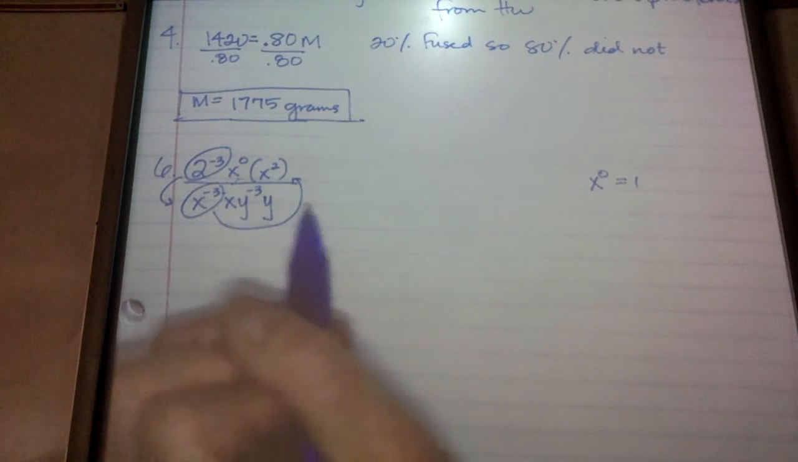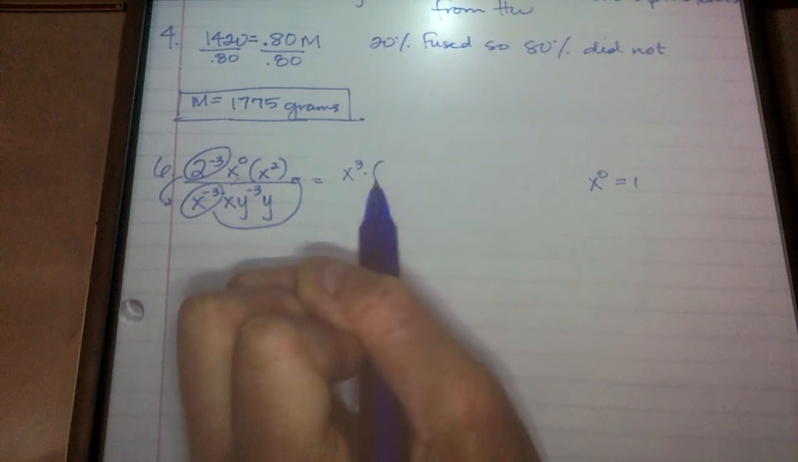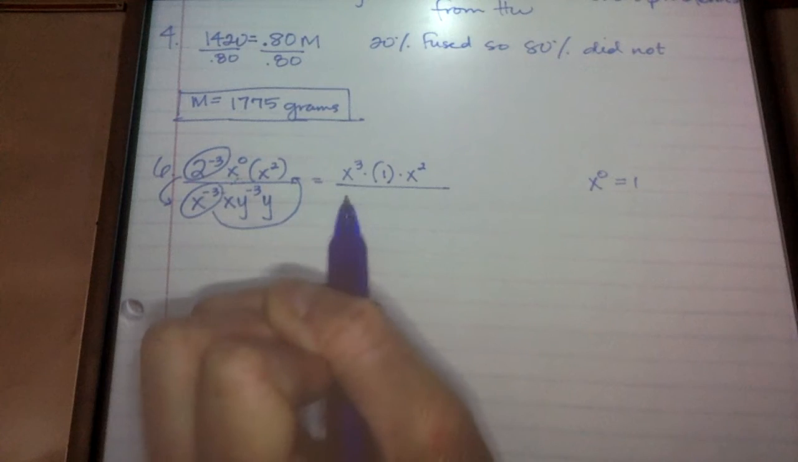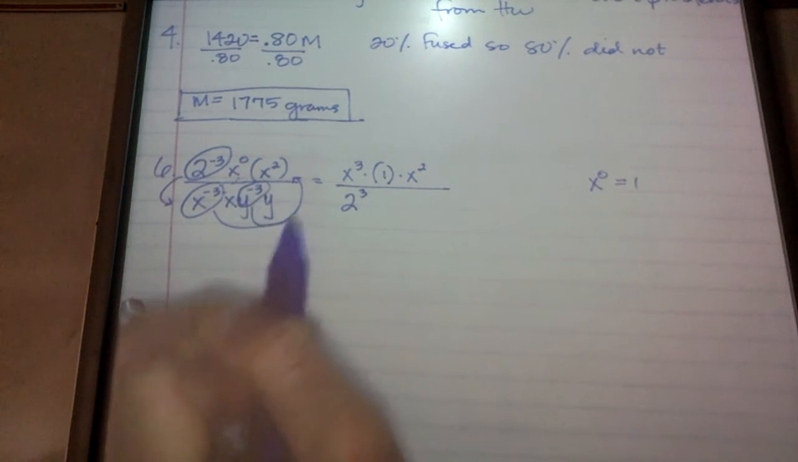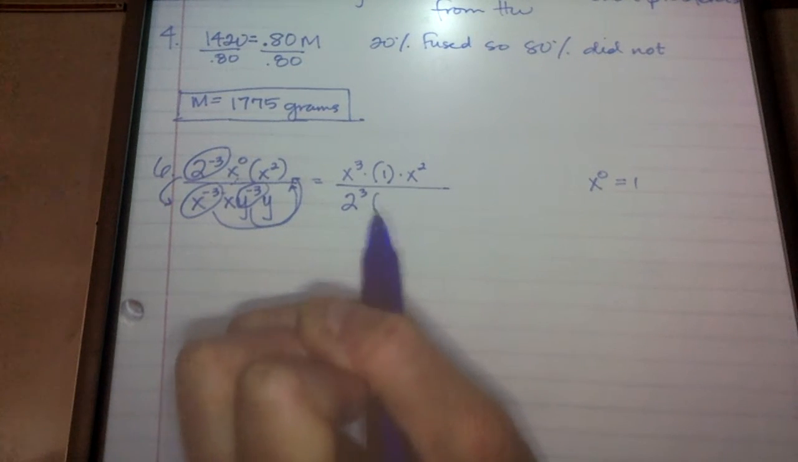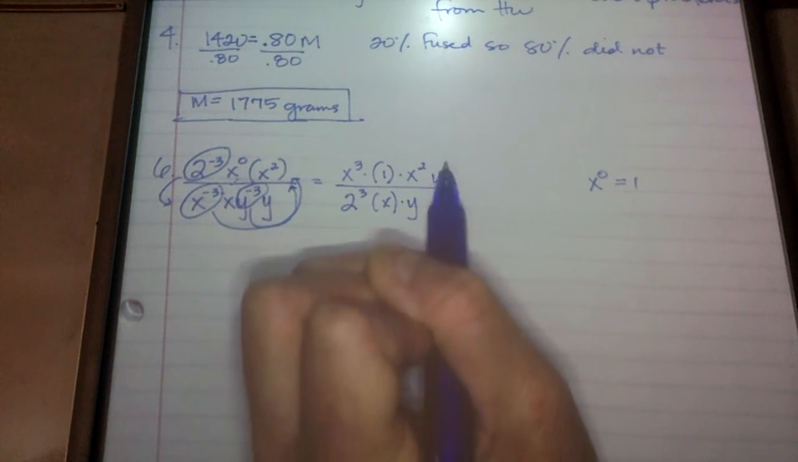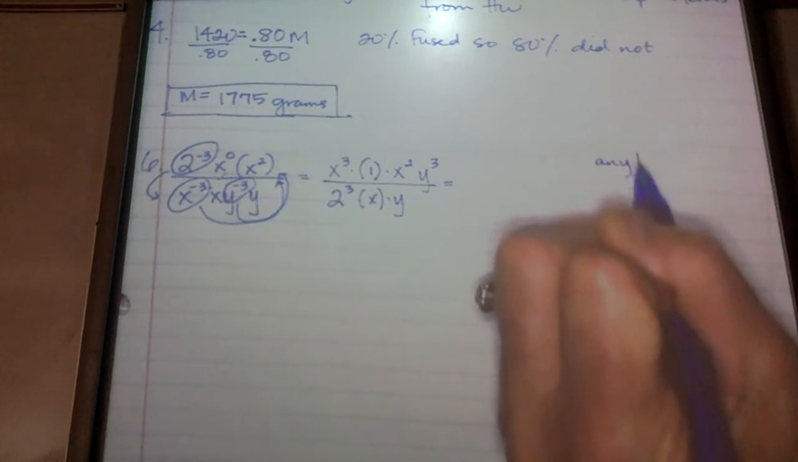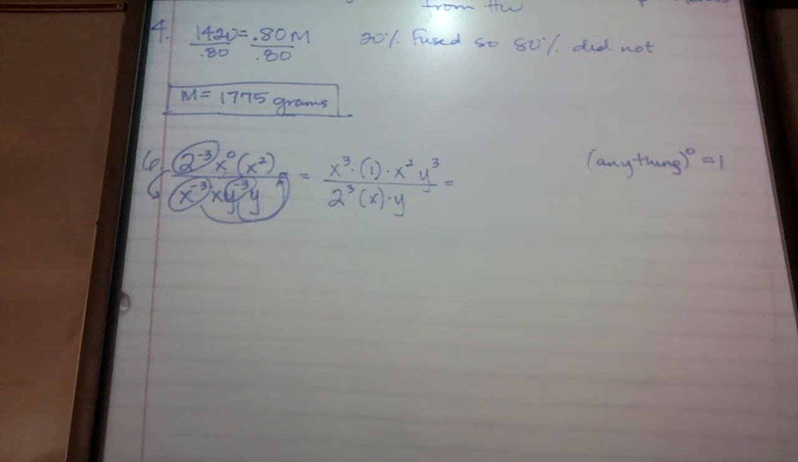Okay, so I'm going to simplify this. I'm going to move x to the third on top. x to the 0 becomes 1 times x squared. I'm moving 2 to the third on the bottom. And I'm going to move this one to the top as well. So then I've got times x times y, and up here went y to the third. I'm going to simplify that. Over here I'm going to write anything to the 0th power equals 1.